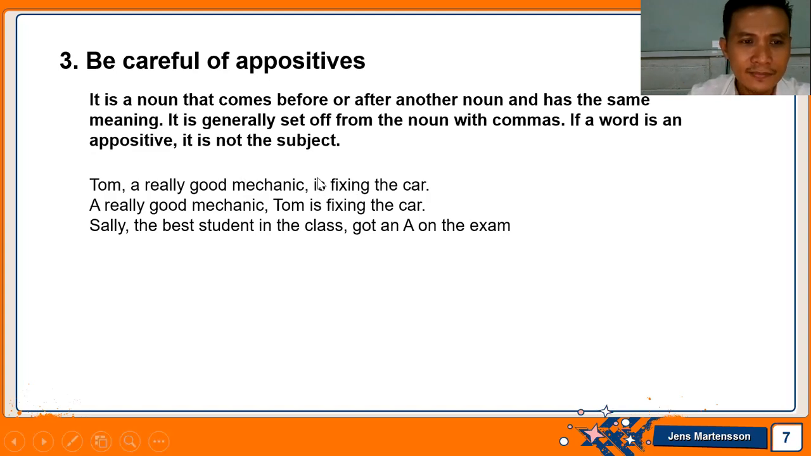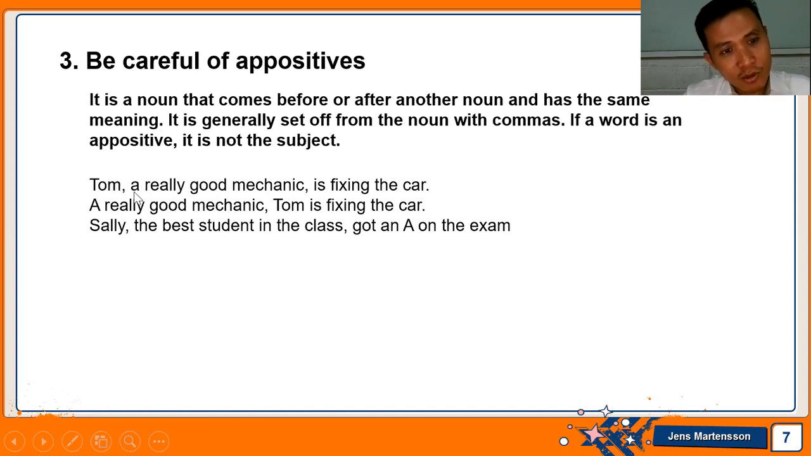So again, a complex sentence must have a subject and verb. Tom is the subject, and what is the verb here? Yes, sir. Is fixing. So kamu tidak usah bingung. Ini adalah the phrase that explains Tom. Ini yang dimaksud dengan yang mempunyai arti sama. Mempunyai arti sama itu ya orang yang sama yang ditunjuk. Tom, a really good mechanic itu siapa? Ya Tom.